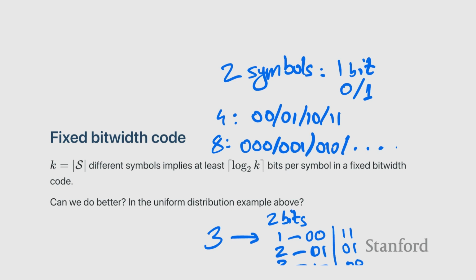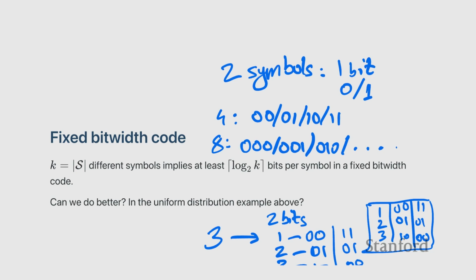Let me rewrite it here. 1, 2, 3. 0, 0, 0, 1, 1, 0. Or you could do another encoding, which is like this sort of thing. Lots of possibilities there. For the 3 symbol case, do we think this is the best you can do? Or do you think we should be able to do better?